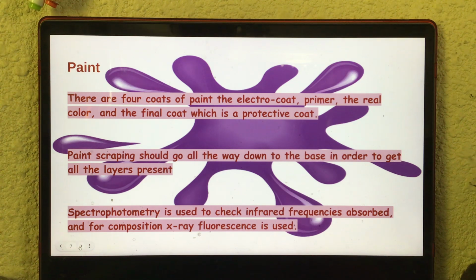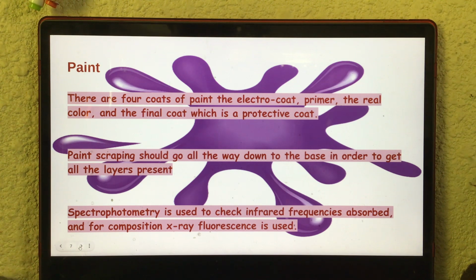Paint contains organic and inorganic chemicals. Analyzing may let you know the manufacturer and exact color number or name. There are 4 coats of paint: the electro coat, primer, the real color, and the final coat, which is a protective coat. The International Forensic Automotive Paint Data Query Database is used to find the exact manufacturer, model, color, and years the manufacturer used that exact color.